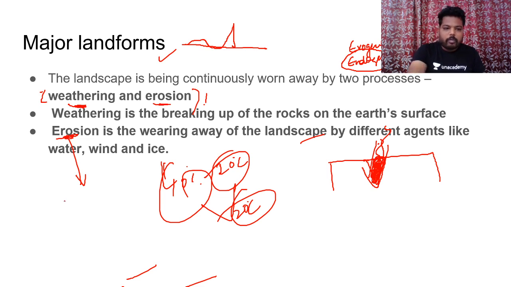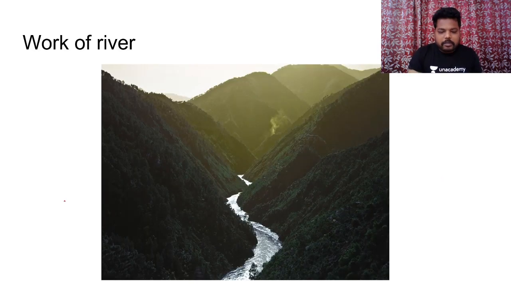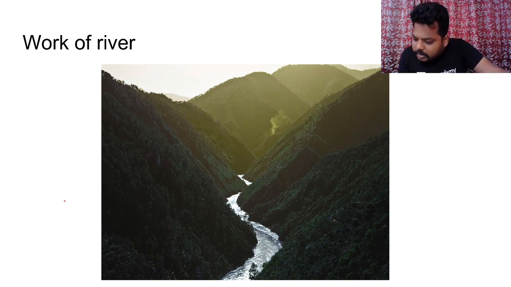Clear? So moving further, first we will see the work of a river. See, a river creates innumerable landforms, but as of now I am only sticking to the 7th class NCERT. Later, when we read the 12th NCERT, we will look deeper into those landforms which are created by the river. Is this clear for everyone?